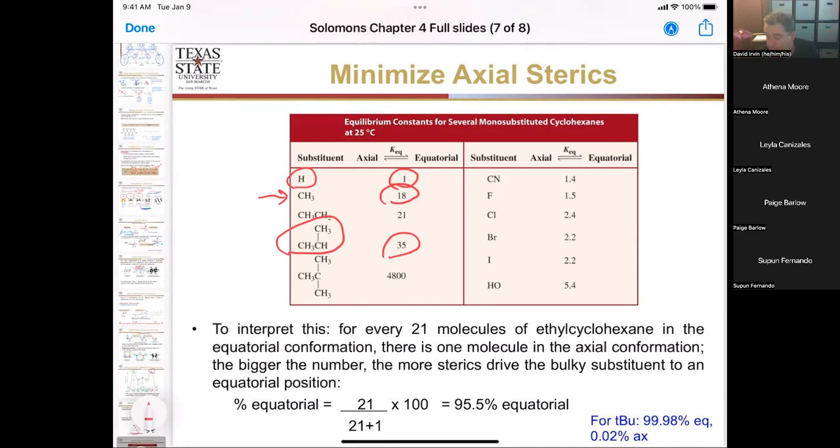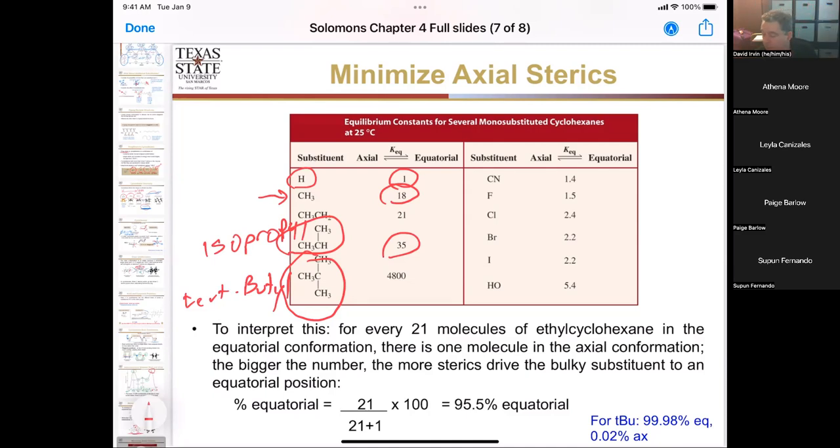And if we get really big, this is our isopropyl group, and this is our tert-butyl group here. That's really big, which means for every one of those cyclohexanes with a tert-butyl group in the axial position, there are going to be 4,800 of them with that tert-butyl in the equatorial position. So it's highly favored to have the big group in the equatorial position.